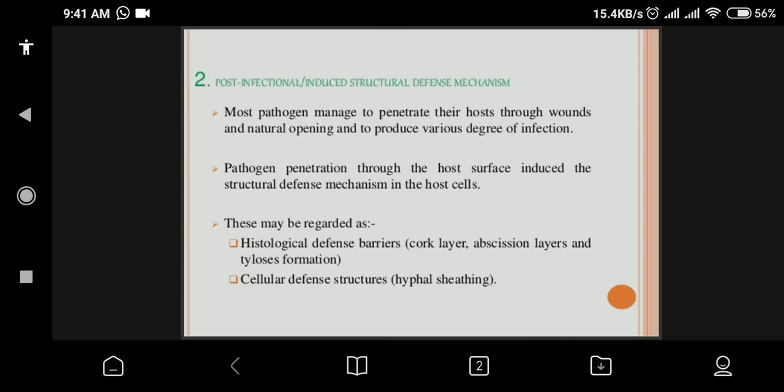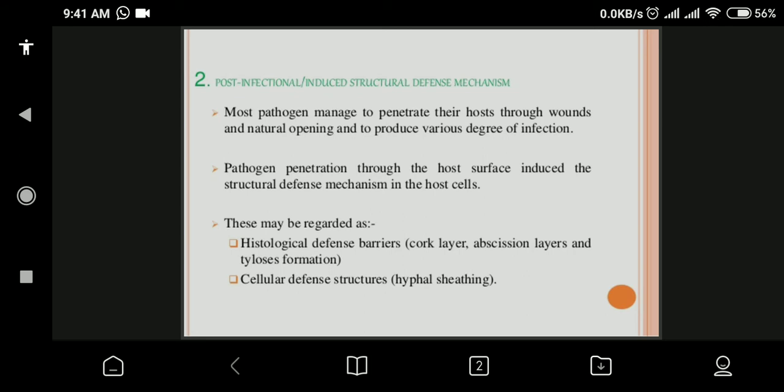Now we will study the post-infectional or induced structural defense mechanisms found in plants. Most pathogens manage to penetrate their host through wounds and natural openings and to produce various degrees of infection, as we studied earlier in the pathogenesis topic.